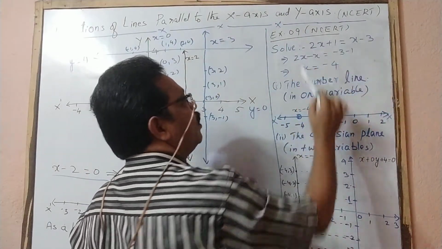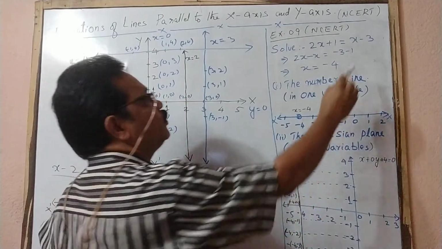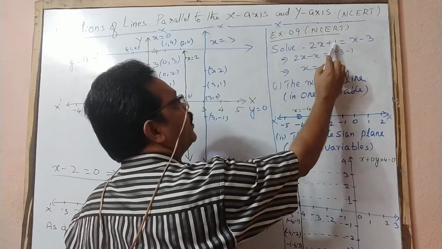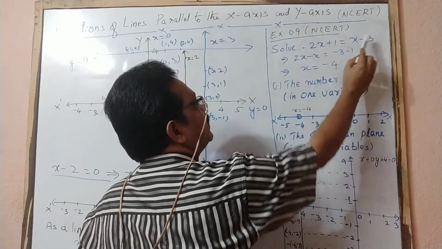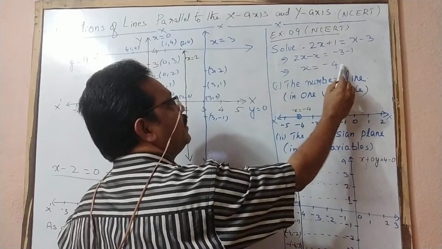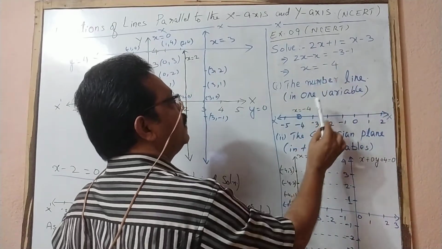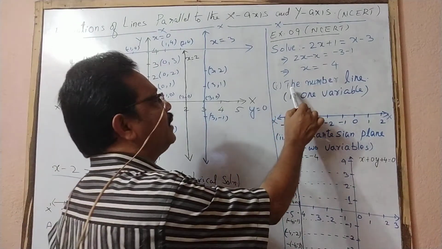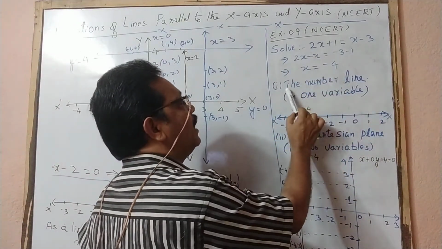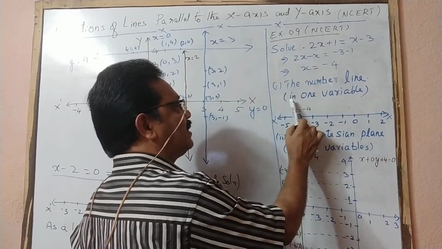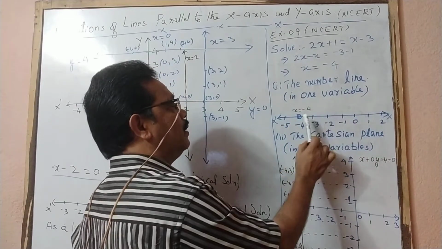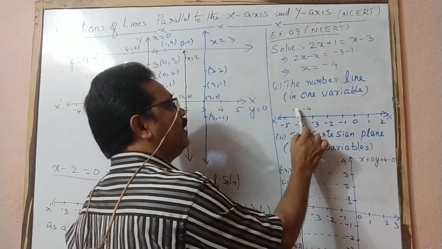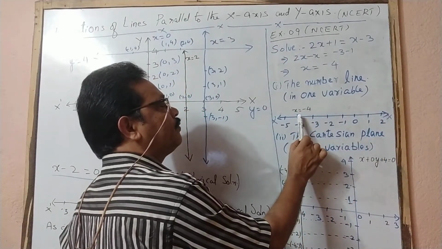You know how to solve it by the method of transposition. So if you transpose x to this side, then 2x minus x is equal to, and 1 you transfer to this side, then minus 3 minus 1, that is x equal to minus 4. So x equal to minus 4 is the algebraic solution of this. Now if you represent the solution on the number line, as a solution in one variable, then what do we draw? We draw the x-axis and we plot x equal to minus 4 here.